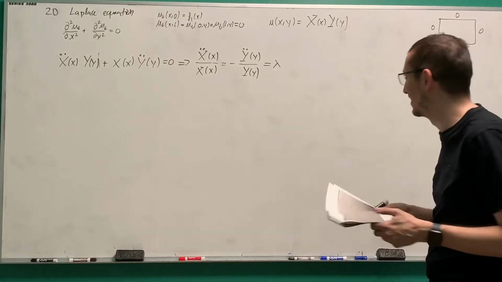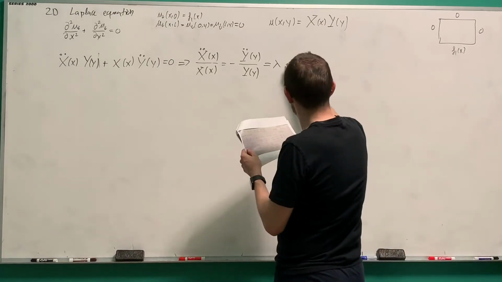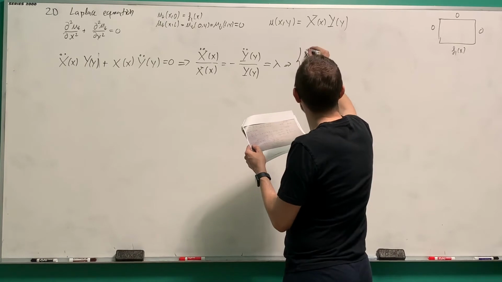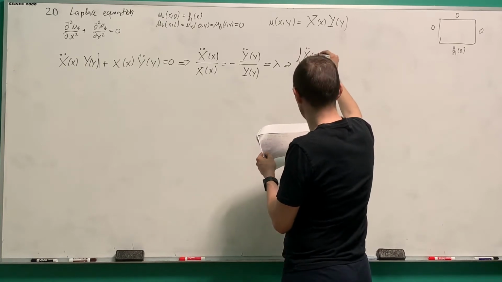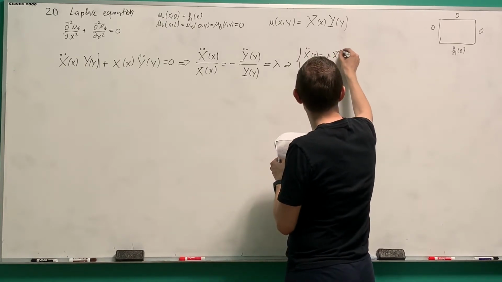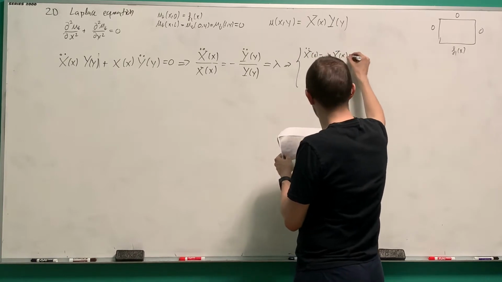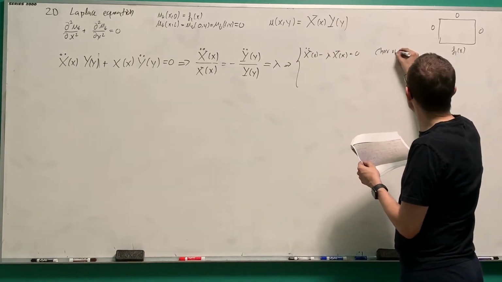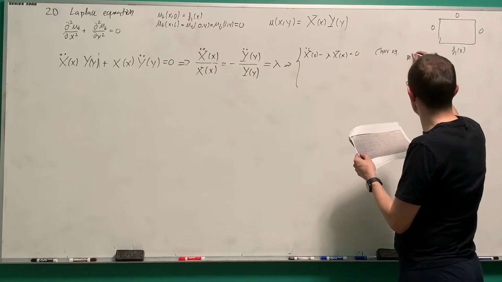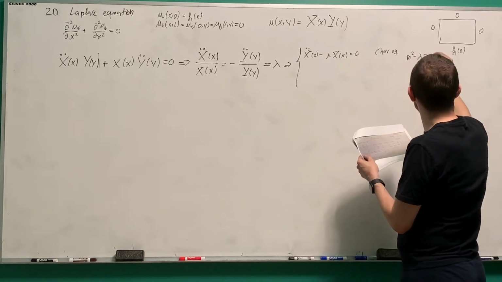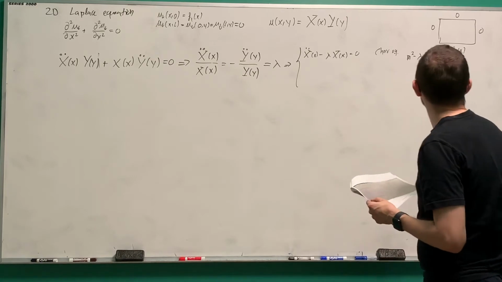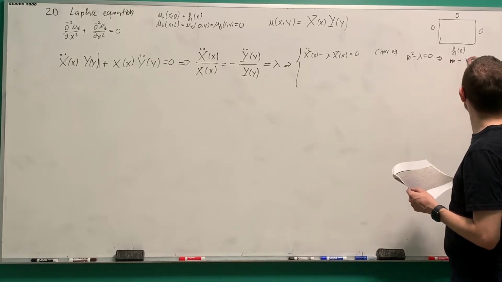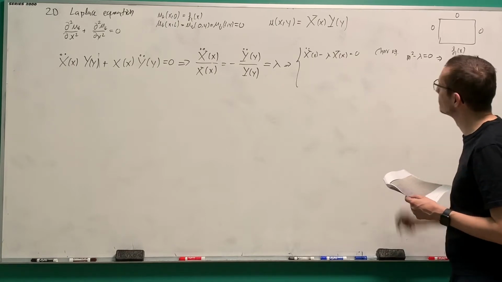All right, so that gives me two equations, and one of them is X double dot of x minus lambda X of x equals 0. So the characteristic equation for that one is m squared minus lambda equals 0. All right. So we see in this case that m is equal to plus minus square root of lambda.